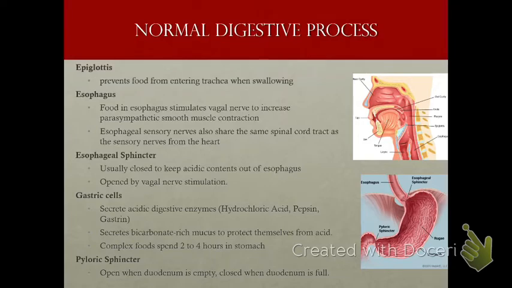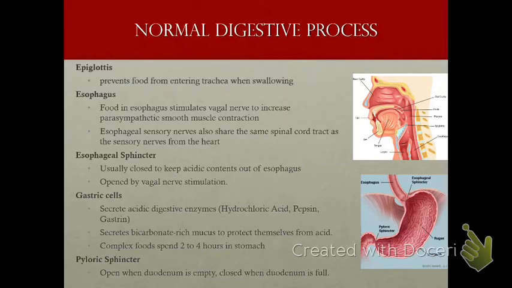So the vagus nerve also is in charge of opening that sphincter, because it's like, dude, it's going down. Open it up. So the vagus nerve is in charge of opening that sphincter. So if your vagus nerve is not working properly, you might have some issues with that sphincter opening and allowing food into your stomach.